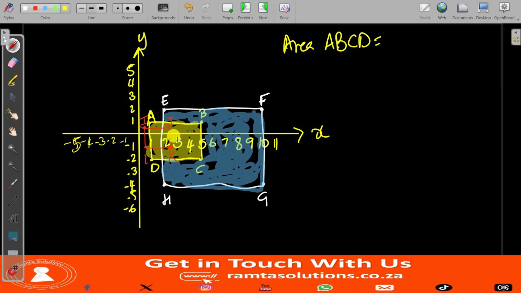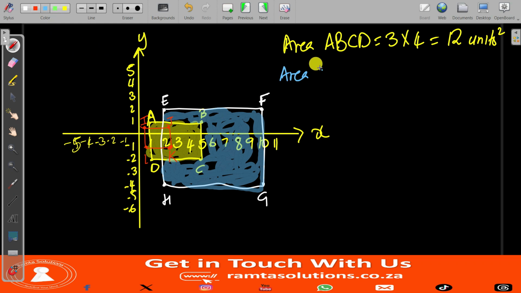So let's convince ourselves that indeed it's a rectangle. What is the distance between A and D? 1, 2, 3. What is the distance between A and B? 1, 2, 3, 4. Indeed, it's a rectangle. So it's going to be a rectangle with units 3 times 4, which is 12 square units, isn't it? Perfect.